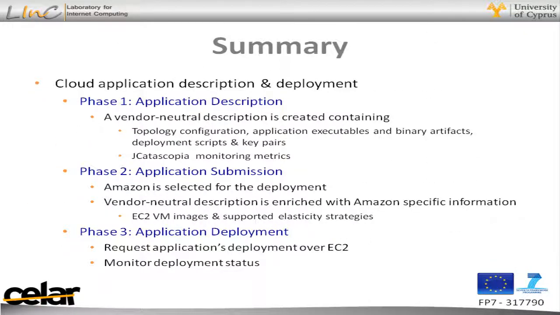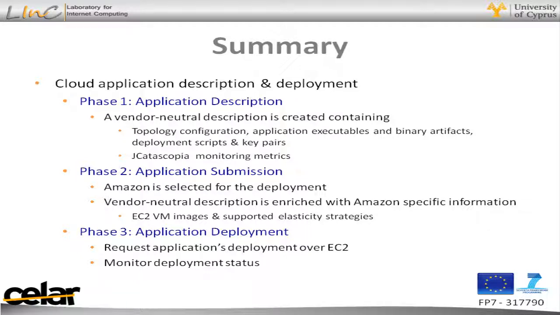In this video we showcase the use of the c-Eclipse tool for describing and deploying cloud applications and JCatascopia for monitoring the performance of the deployments. First, using c-Eclipse, the user creates a vendor-neutral description of the application containing its topology, together with the artifacts required to realize its deployment. Such artifacts can be the application executables and binary artifacts, the deployment scripts and the key pairs for accessing the deployment. The important metrics to be monitored by the JCatascopia monitoring system can also be specified.